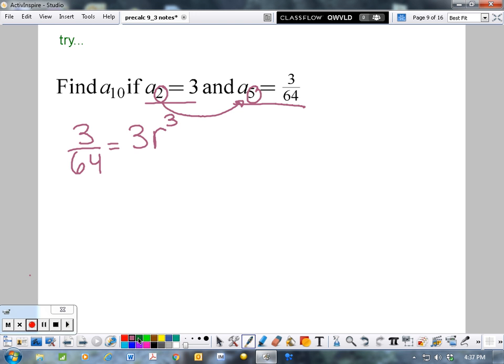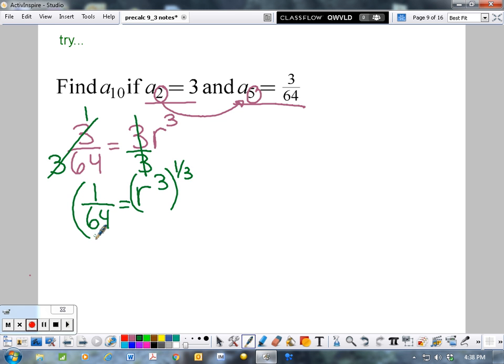So now that I have that set up, I'm going to go ahead and divide by 3 on both sides, which means this will cancel, that'll cancel. So now I have 1 over 64, which looks familiar, equals this time r to the 3rd. So now I want to do the 3rd power, undo that. So I'm going to do the 1/3 power on both sides. So this becomes r to the 1st equals 1/4.